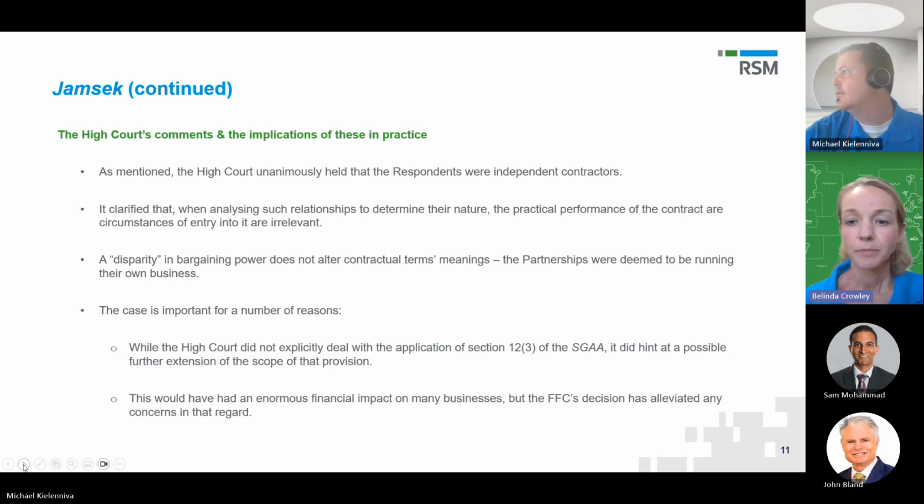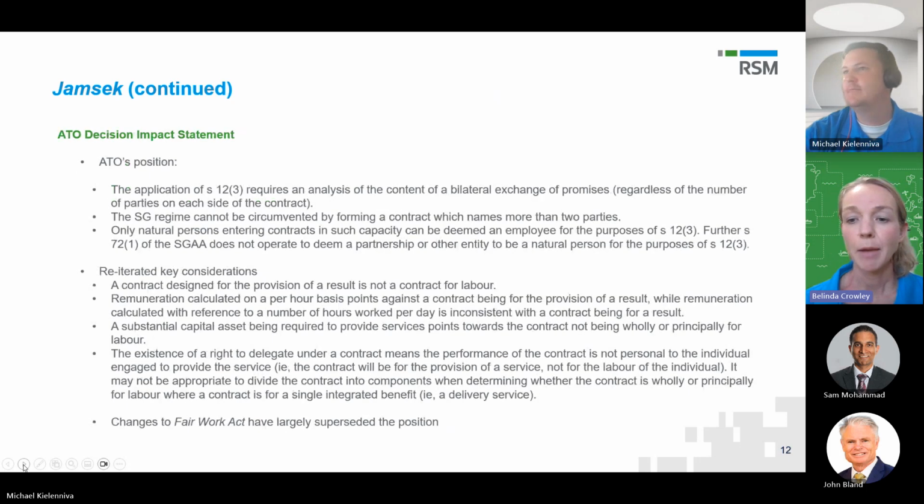Next slide, please, Mike. In the decision impact statement itself, the ATO accepts that only natural persons entering contracts in such a capacity can be deemed to be an employee for the purpose of the SGC provisions. So that is an individual who engages through a partnership cannot be an employee for SGC purposes. The ATO currently has guidance that that's the case in relation to a company, but this decision, I guess, provides a level of comfort now for partnerships and also potentially for trusts.